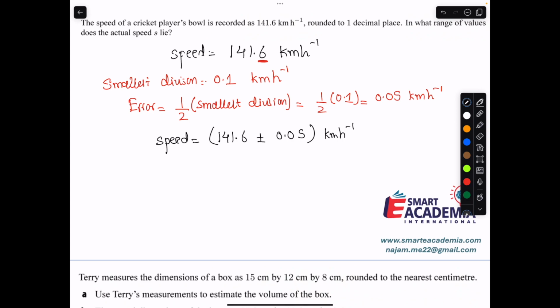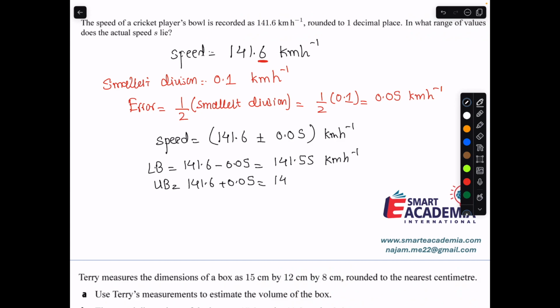So that's your range. If I want to check the lower bound of speed, it's basically 141.6 minus 0.05. This is basically 141.55 kilometer per hour. Similarly, the upper bound is 141.6 plus 0.05, which is 141.65 kilometer per hour. Which means I can write my speed range as 141.55 kilometer per hour to 141.65 kilometer per hour.